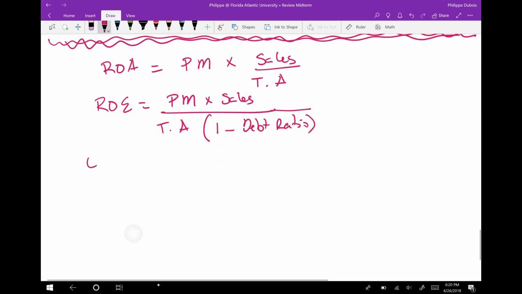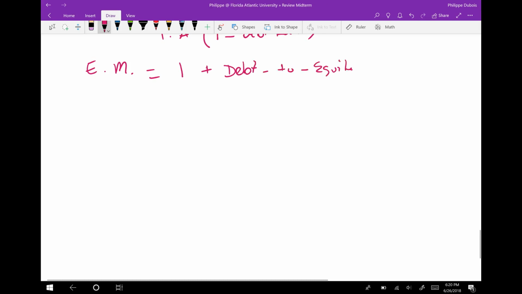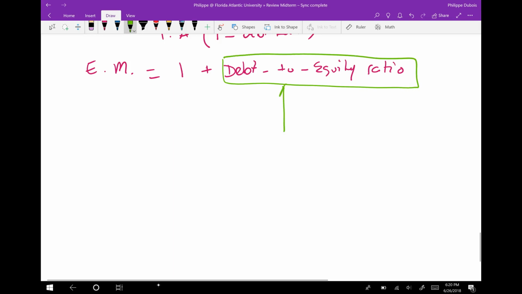Your equity multiplier equals 1 plus your debt to equity ratio. Okay, and then your debt to equity ratio formula, we did an example on this moments ago, is your total debt ratio over 1 minus total debt ratio.